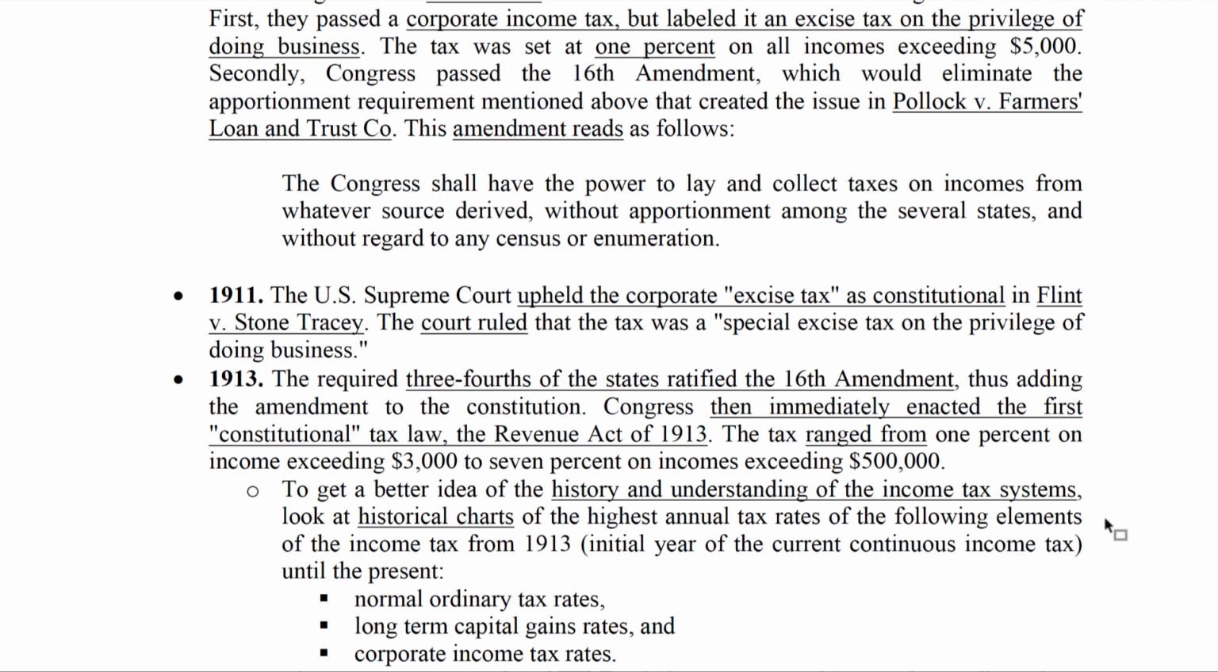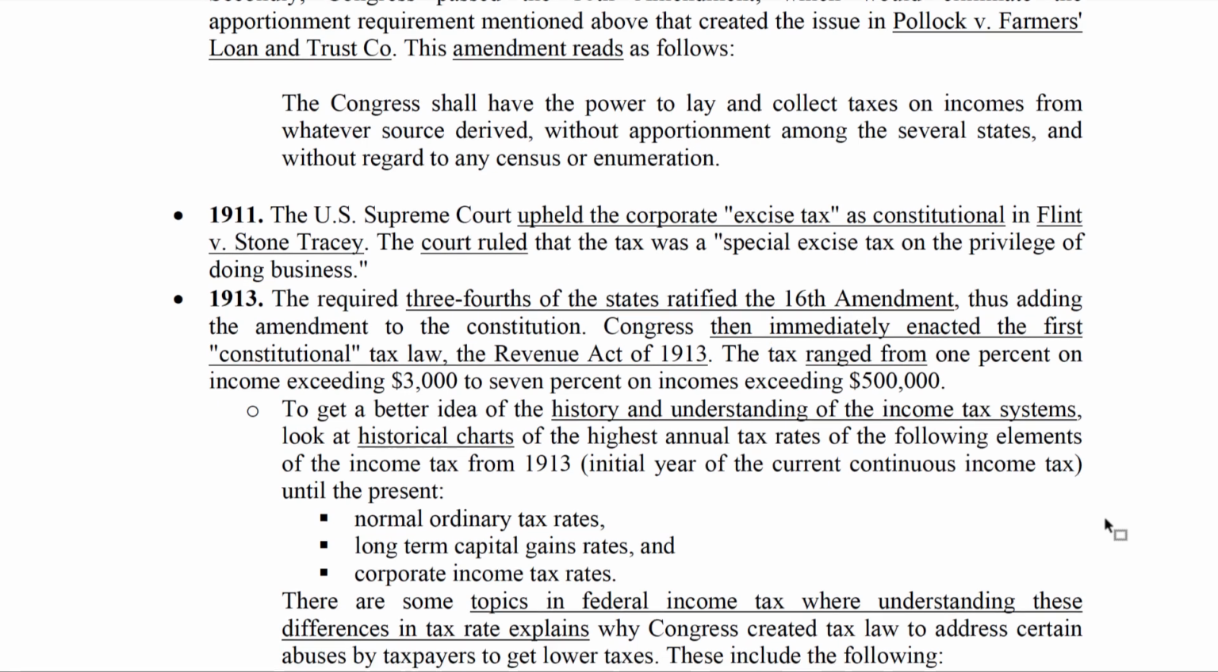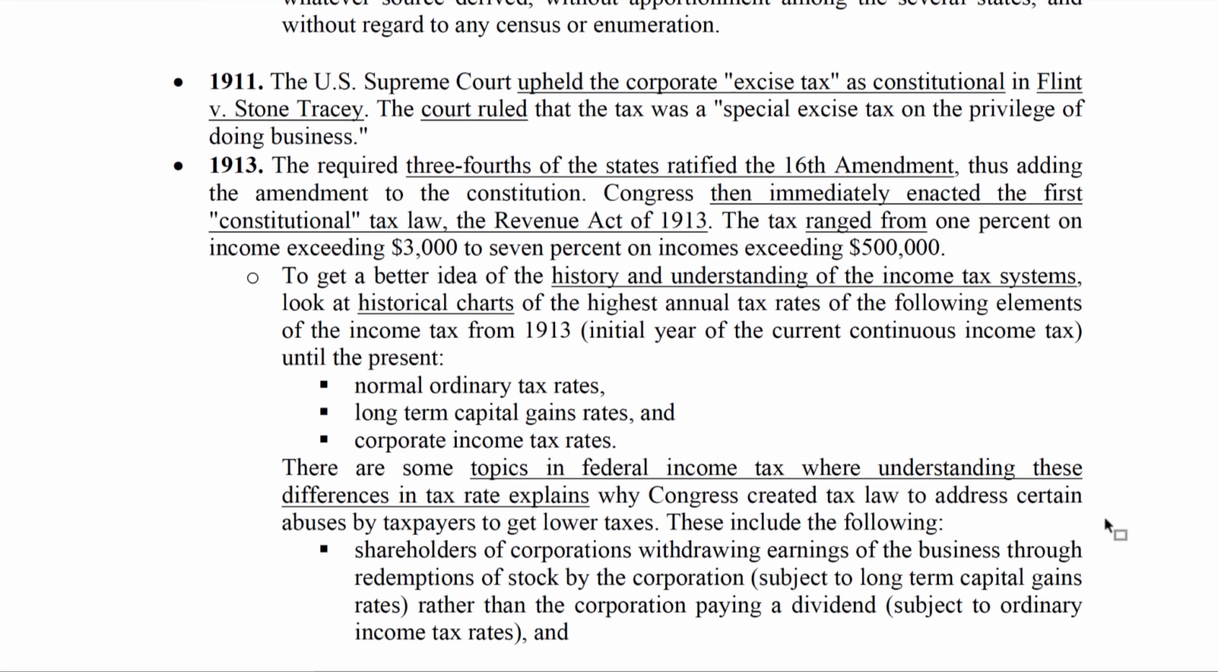Revenue Act of 1913. So this ranged from 1% on income to 7% on income based on how much you made. Now, one thing I want to do at this point is, since we're at 1913, which is the beginning of our continuous income tax, I want to focus on the historical charts of tax rates. And we're going to look at specifically the normal ordinary tax rates, the long-term capital gains rates, and the corporate income tax rates. We're going to look at all three of those.